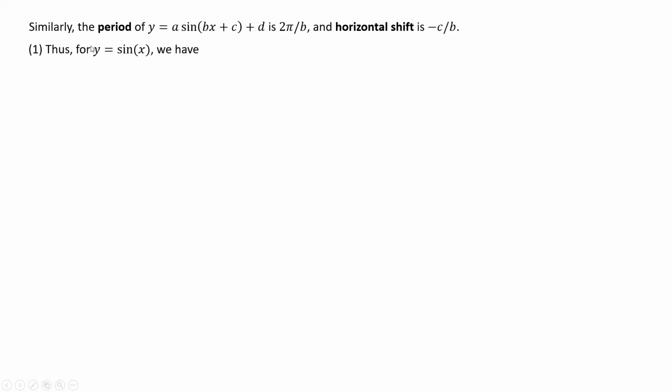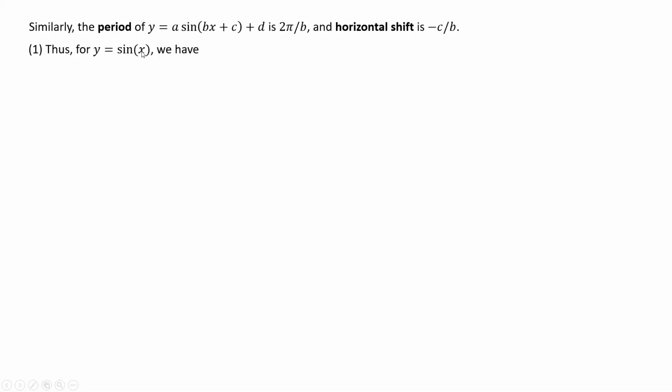What do you think the period for y equals sine of x ought to be? This one says the period would be 2 pi over b. Do we know what b is here? Yeah, b is just 1. What is c? c is 0. Would you agree? When we have y equals sine x and you compare that to a sine of bx plus c plus d, then a is 1, b is 1, c is 0, d is 0. Do you agree with that? I think I said it too quickly. Would you agree a is 1?